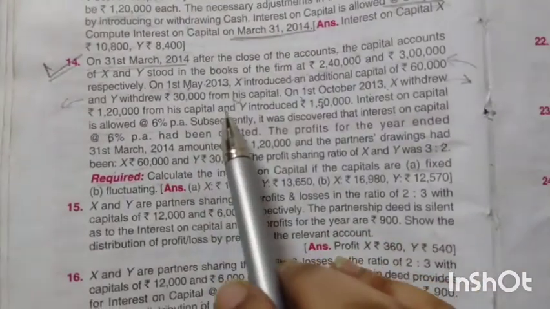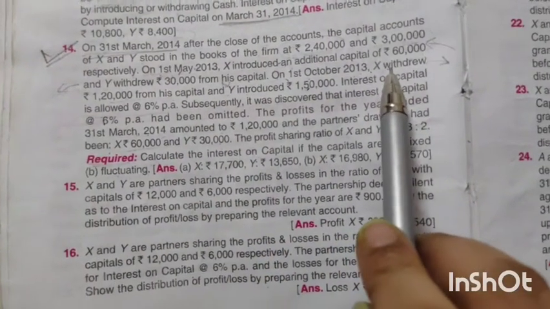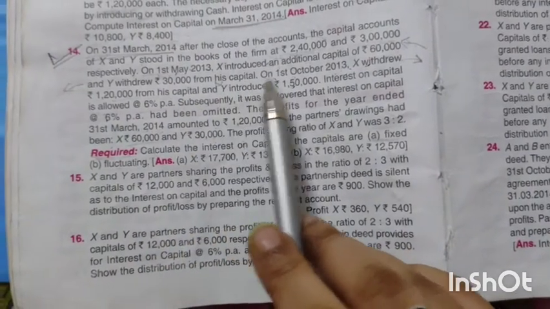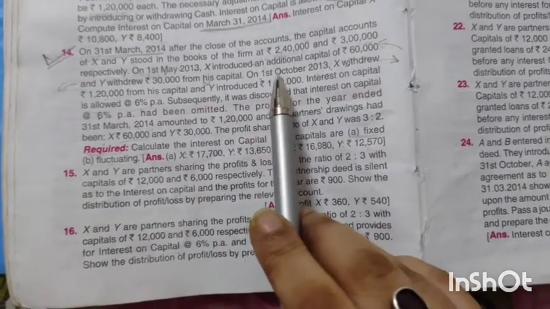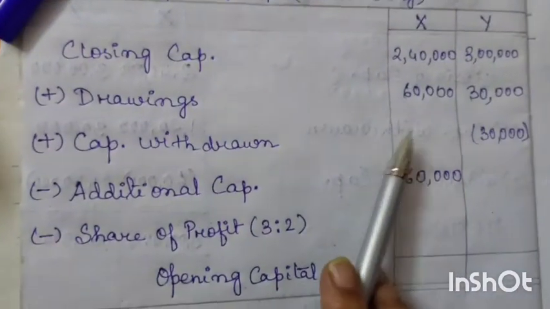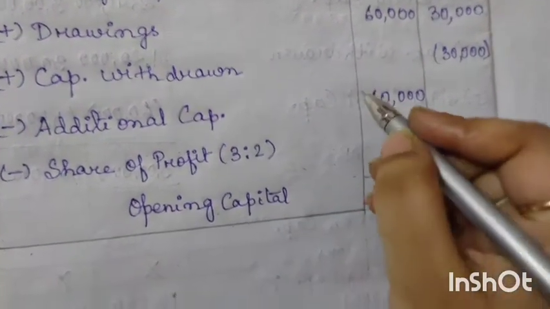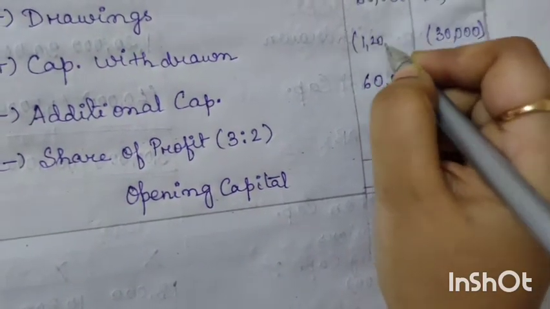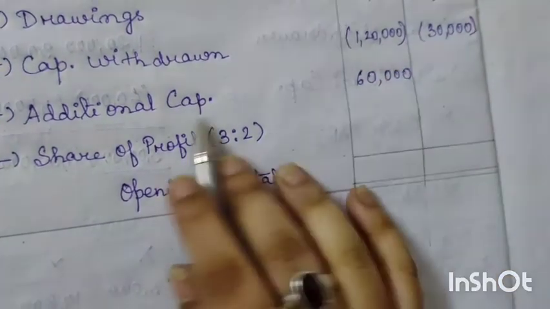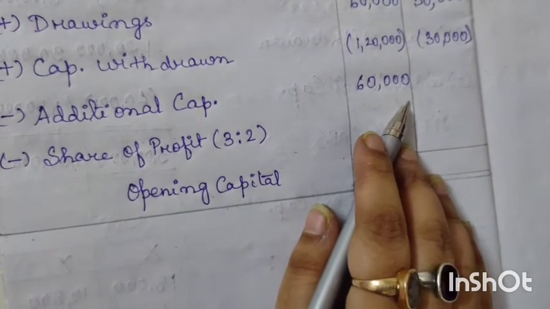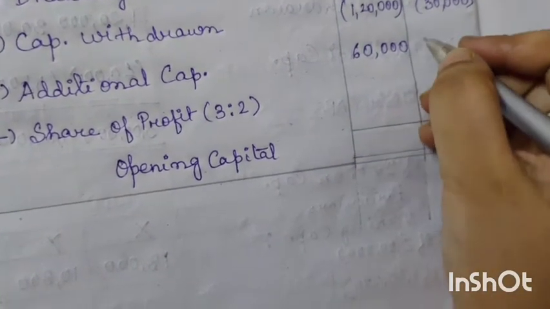Again, going back to the question, on 1st October X withdrew 1,20,000 from his capital and Y introduced 1,50,000. So obviously here, capital withdrawn in case of X will be 1,20,000 according to the question, and additional capital for Y will be 1,50,000.